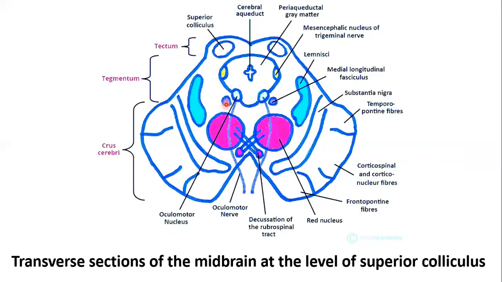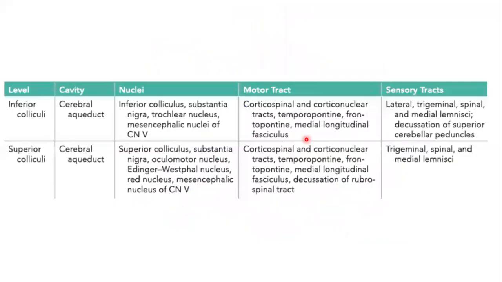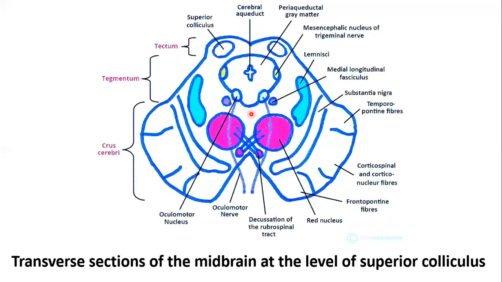And this is posterior to the medial longitudinal fasciculus, right? So one is the superior colliculus gray matter, then the mesencephalic nucleus of the trigeminal nerve, then the oculomotor nerve nucleus, and you could see the substantia nigra. This is the substantia nigra. So you could see the superior colliculus, substantia nigra, and oculomotor nucleus, and then the Edinger-Westphal nucleus, a parasympathetic nucleus, the largest one, which is not labeled in those diagrams.